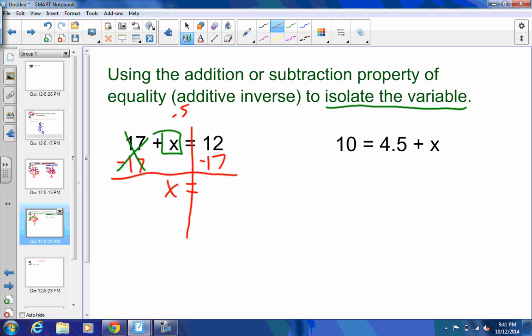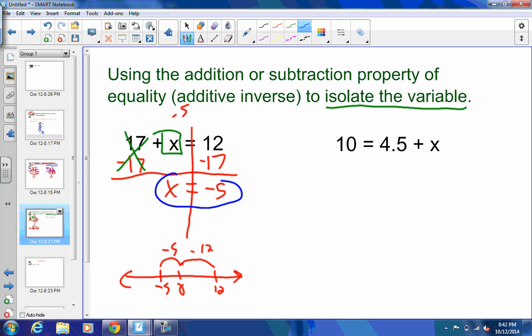12 minus 17. So if you think of a number line, you start at 12, you go back 17. So here's minus 12. You still have to go 5 more back. You end up at negative 5. So total, we end up at negative 5. And, oh, the variable is isolated. And that means our answer is x equals negative 5, which is what we thought it might be up there. All right, another big smiley face because we solved something. Always feels good to do that.